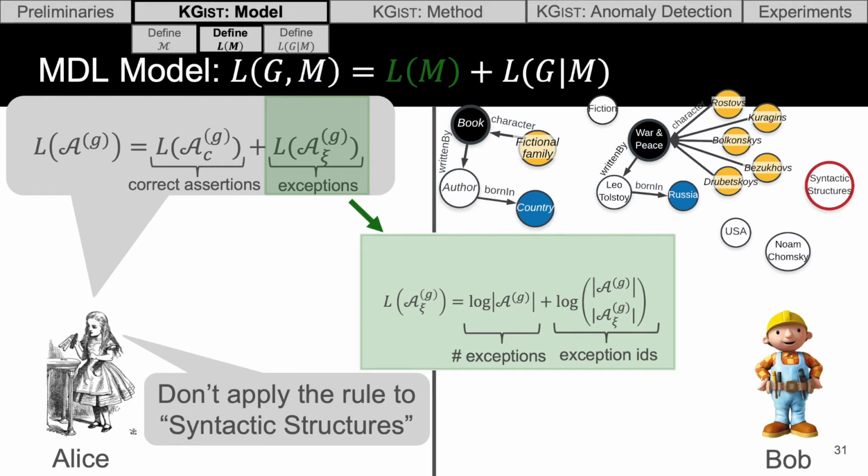He moves on to the next book, which is Syntactic Structures. But recall this is a nonfiction book and doesn't have any fictional family characters. So when Bob goes to find those fictional family characters, he's not going to find any. So Alice needs to tell Bob, this rule applies to books, but don't apply it to Syntactic Structures because it's an exception. So she'll point out all of these exceptions.